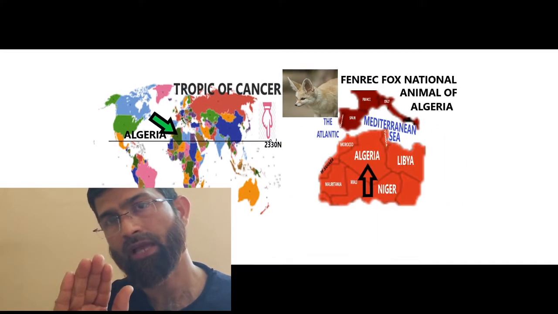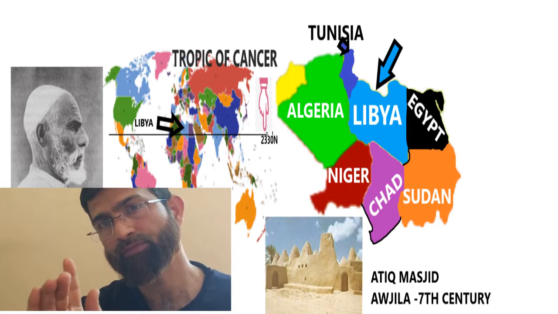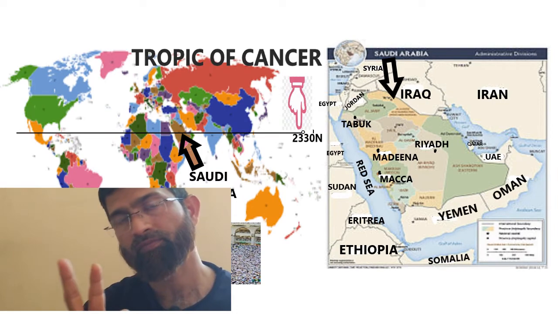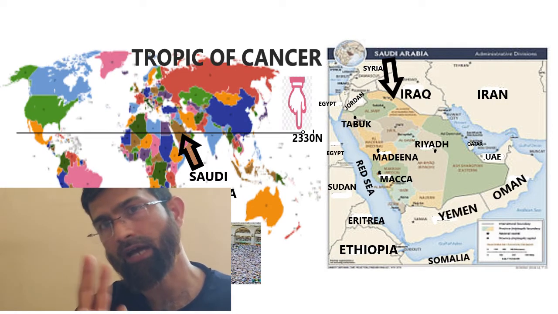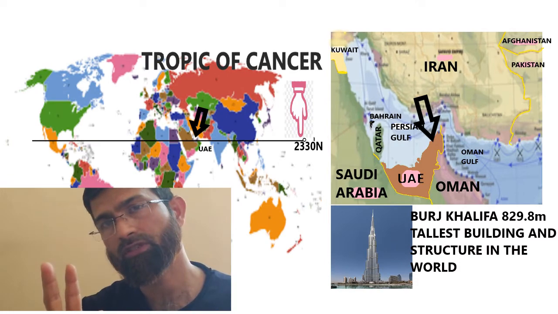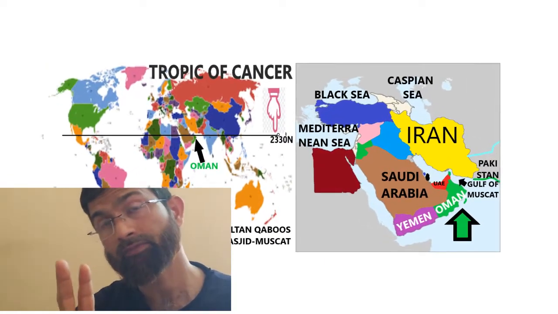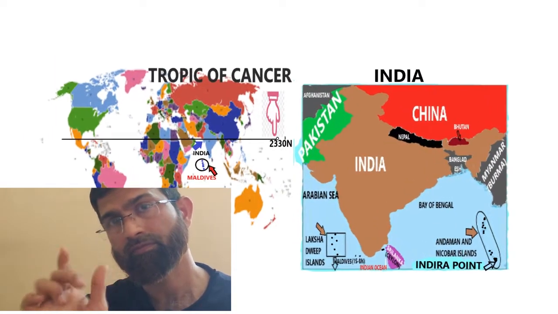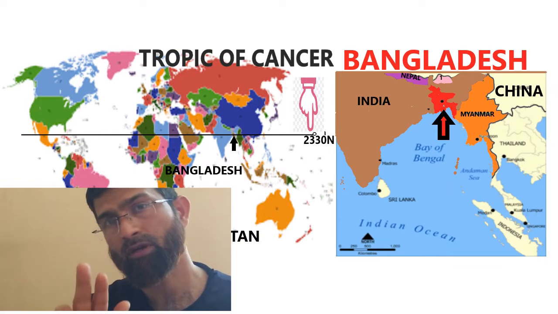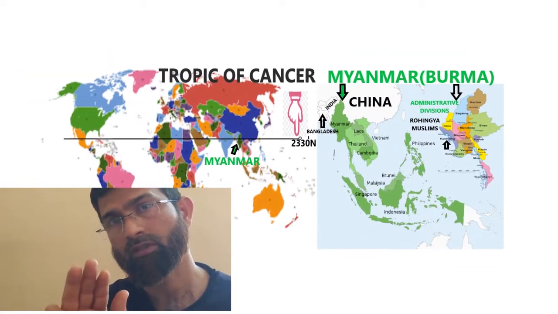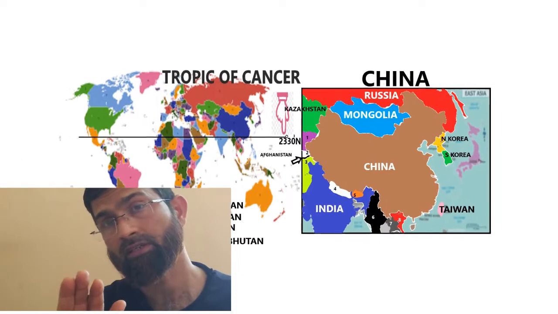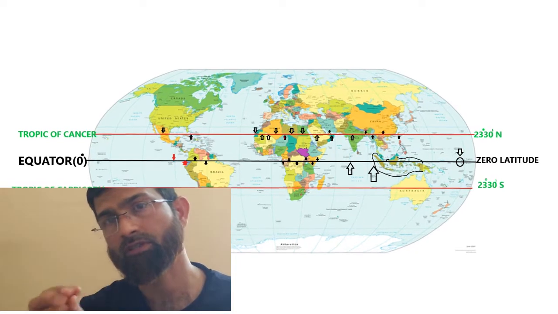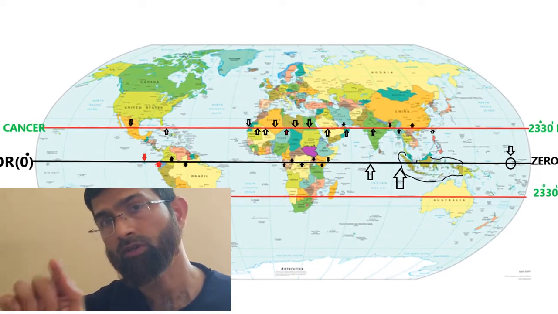Next one, Algeria, Libya, Egypt. We enter Asia, okay? Saudi Arabia. Next one, United Arab Emirates. After that we go to Oman, okay? Next one, India, Bangladesh, Myanmar. The next one, China, Taiwan, okay? Almost we have located all countries which Tropic of Cancer goes through.